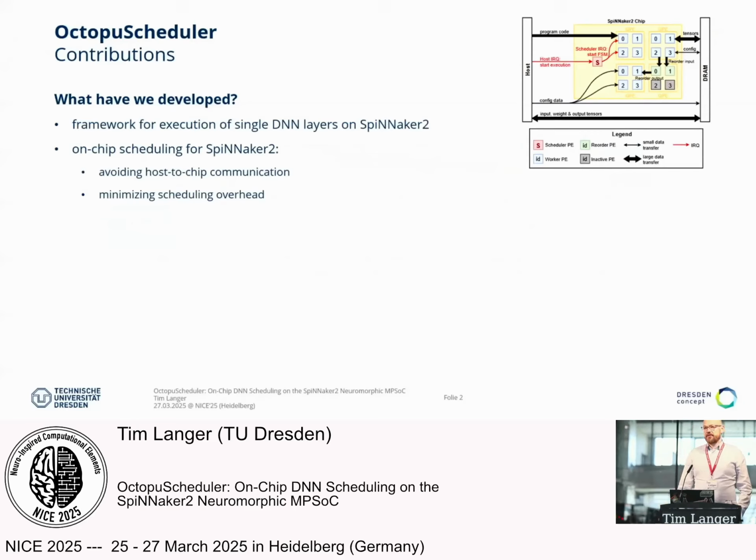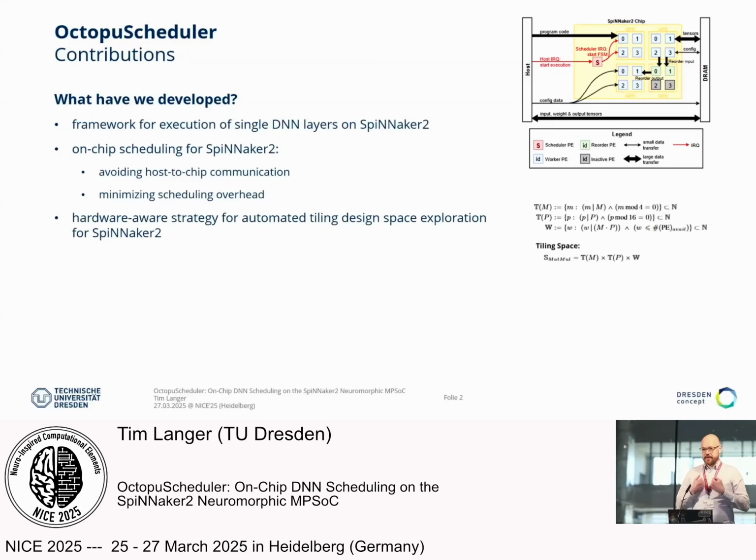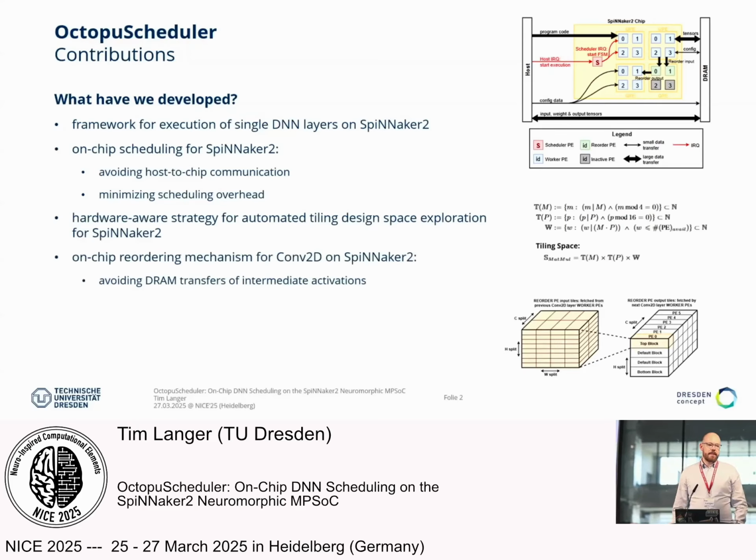So we avoid the communication between the host and the chip and try to run the scheduling entirely on the chip. And we also developed within this a hardware-aware strategy, specifically for the chip, for automated tiling. So there are always different possibilities for how you can partition layers. And of course, you need to select one that you run on the chip eventually. This is something we've been looking into. And we've also been looking a bit into the optimization. Here, what I will present shortly today is the reordering for the convolution, so we avoid DRAM transfers. Why? I will come to this in a couple of minutes.